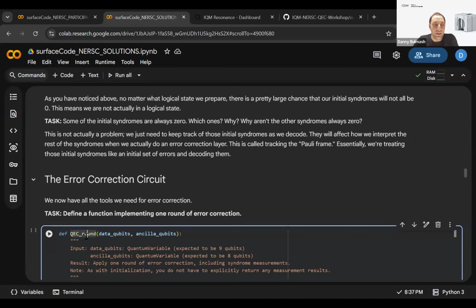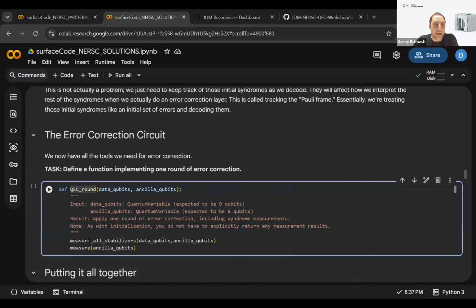So we can have a function, which is, let's do a round of QEC. Let's measure all the stabilizers and then measure the ancilla qubits. There was a question earlier, where is the measure call showing up? It's happening here. If you want to do it a little bit differently, you can, but that's how I chose to set this up.